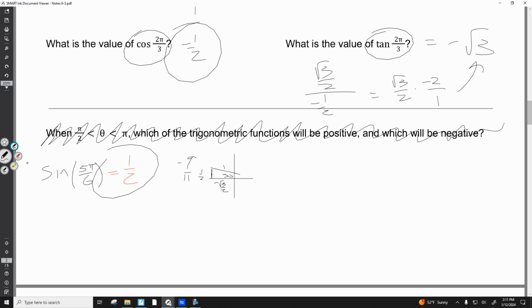Okay, rapid fire. What is the cosine of 7 pi over 4? Either you do it in your head and then use your piece of paper until you got it, okay?